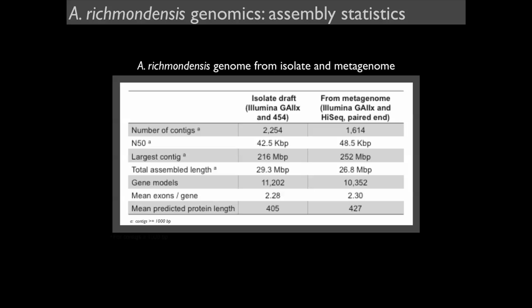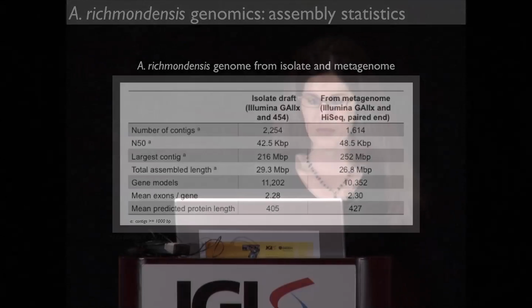This table here is summarizing the genome assemblies for both the isolate and the metagenome. And the top 4 or so rows just give you an overall sense of the assembly of the genome from A. richmondensis. We use the isolate genome to assist the metagenome assembly, so you can see that the stats for the metagenomic genome assembly of A. richmondensis is slightly better than that of the isolate. In both cases, we see that the genome size is on order of 26 to 29 million base pairs, and we get about 10,000 to 11,000 gene models.